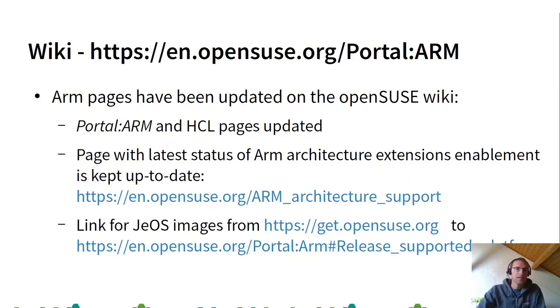On the openSUSE wiki side, we have updated ARM-related pages, mainly portal ARM, which is an entry point, and the hardware compatibility list pages. If you want to get information on ARM architecture extension support, please go to the ARM architecture support page. It's kept up to date. As soon as new features are added, it's logged in, so please have a look. We also added links for ready-to-boot images on get.opensuse.org, and this is a link to the portal ARM page, directly to the section where you have all the boards and systems supported.